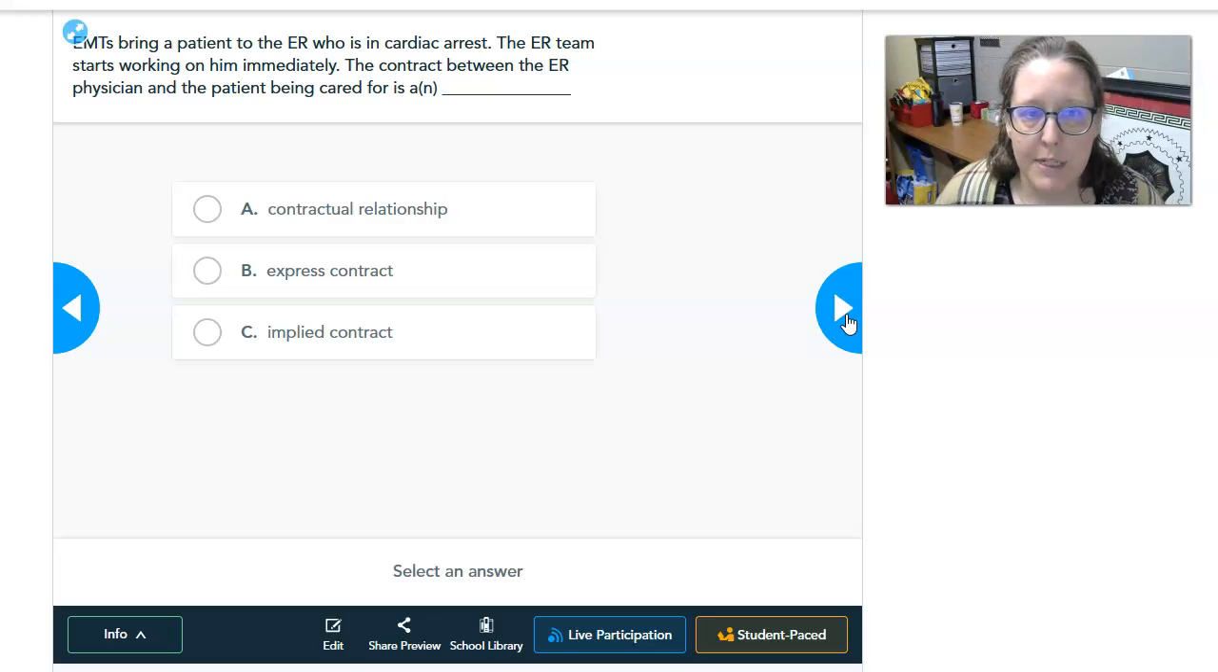So let's see. EMTs bring a patient to the ER who is in cardiac arrest. The ER team starts working on him immediately. The contract between the ER physician and the patient being cared for would be a contractual relationship, an express contract, or an implied contract. Which do you think it is?